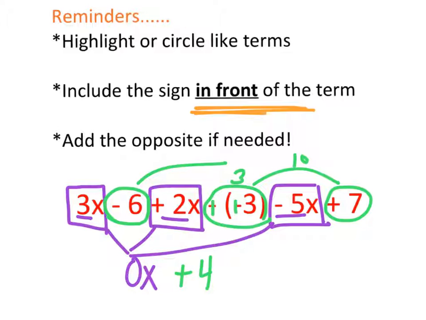So since it's a positive 4, I'm going to do plus 4 here. Okay, now at the bottom you can see I have 0x plus 4. Well, I don't want to end with 0x. That's not simplified. So this really just simplifies to 4, because if there's 0 x's, we don't need to write that at all.